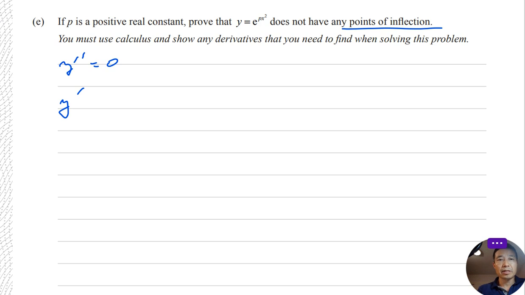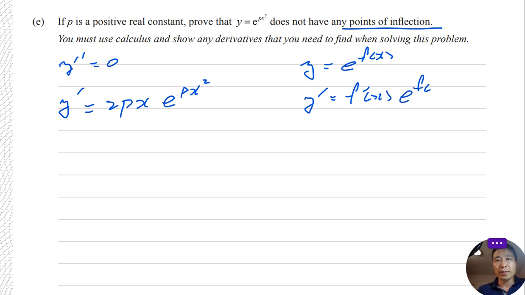First derivative first, isn't it? So if I differentiate y, I get what? 2px times e to the power of px squared, isn't it? Because if I say y equals e to the power of f of x, what's the derivative? That's f prime x e to the power of f of x, right? Now, you see px squared is f of x, right? When you differentiate that, that's 2px, right? Times by e to the power of px squared itself.